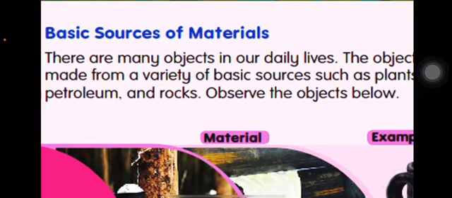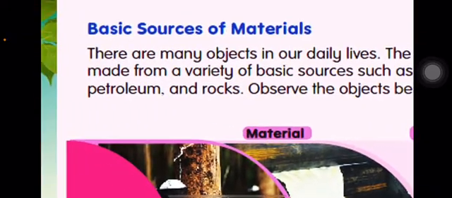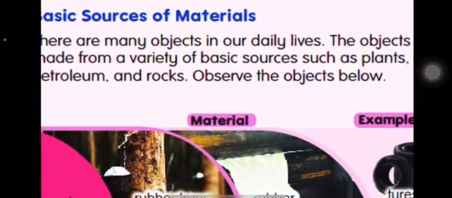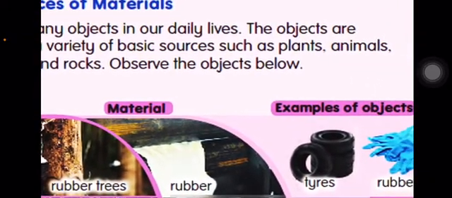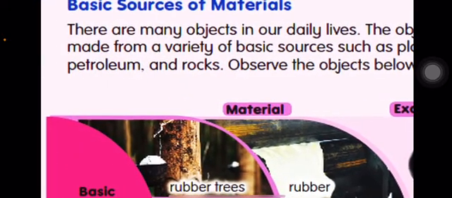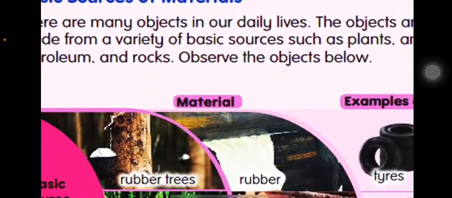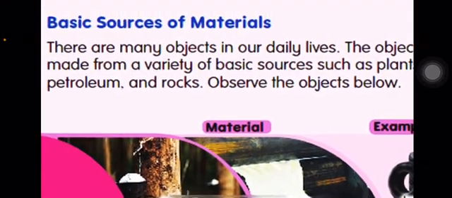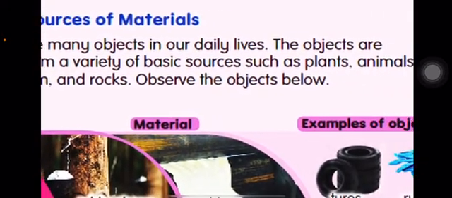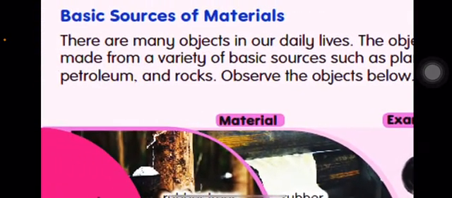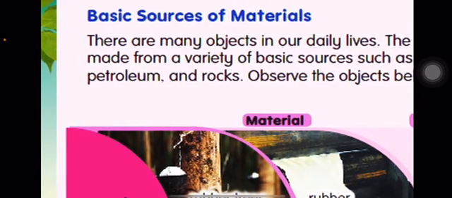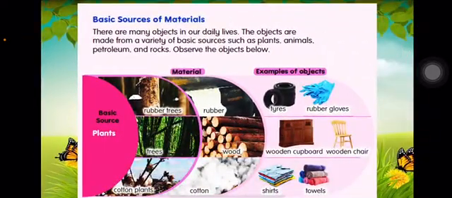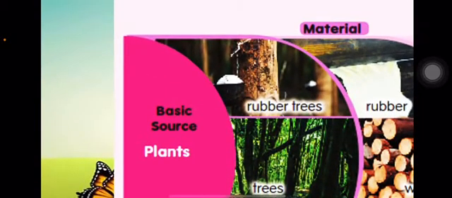There are many objects in our daily life. The objects are made from a variety of basic sources such as plants, animals, petroleum, and rocks. Observe the objects below. Okay, so our basic sources of materials are plants, animals, petroleum, and rocks. Now look at the first one first. Our first basic source of materials is plants.